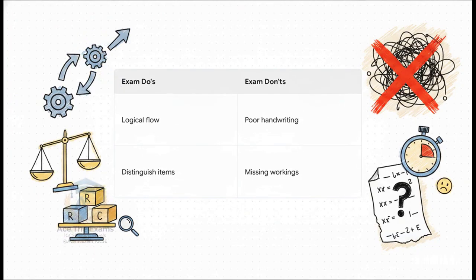Do. Clearly show contra entries between the sales and purchases ledgers. We actively look for those method marks. Don't ever include cash sales in a sales ledger control account. Including cash sales is an instant red flag to examiners. It tells us you don't understand the fundamental purpose of a debtor's control account. Also, please do not rush with poor handwriting. If we can't read your minority balances, we literally cannot award you the marks.